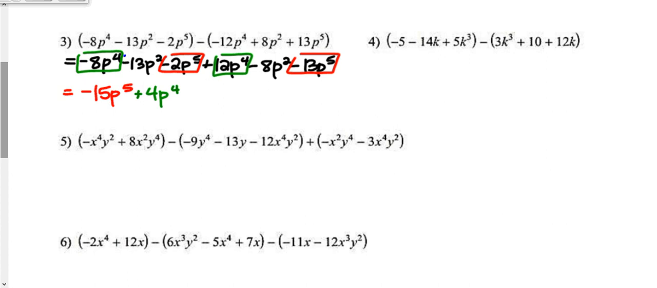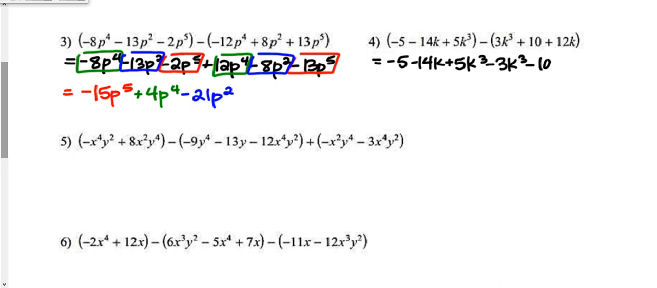And then we have negative 13 and negative 8p squared, which would be negative 21p squared. And that's my final answer. So again, just practicing that distribution when you have a negative. You don't have to do this step, but if you find you're making some mistakes, wouldn't be a bad idea. It doesn't take up a lot of time, and it helps you to make sure you're getting as many problems correct as possible.